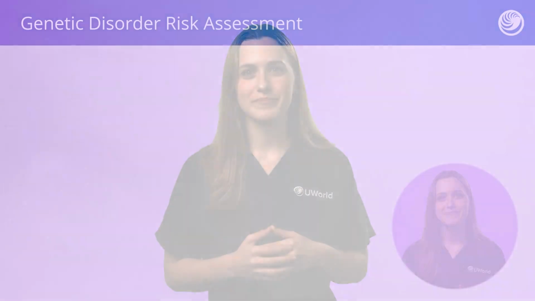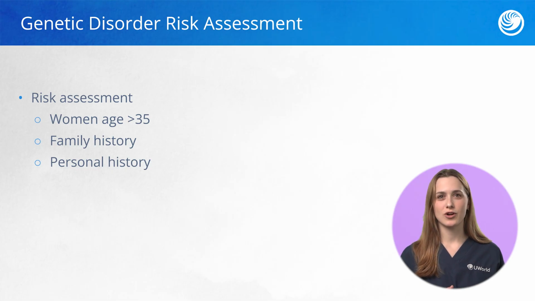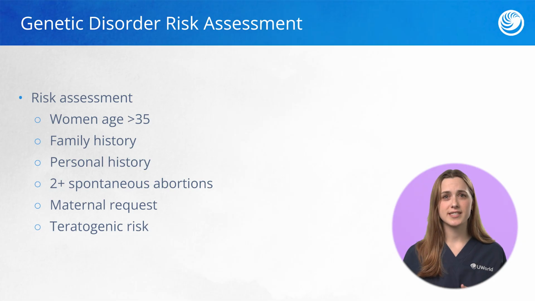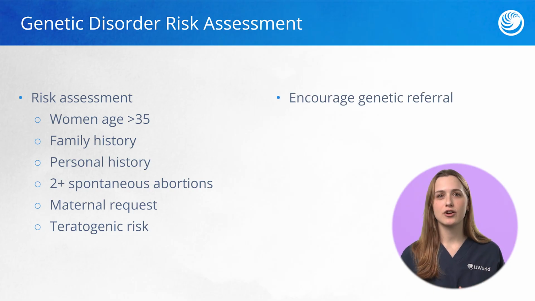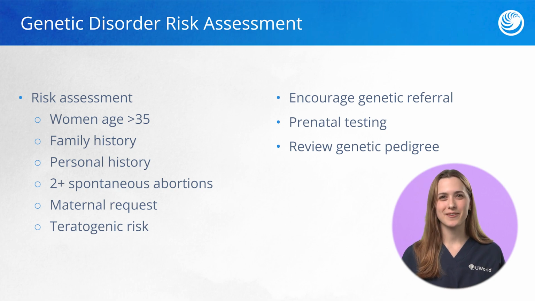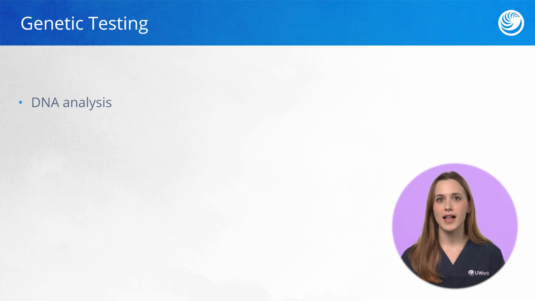A risk assessment is used to help identify clients who are planning to conceive and may benefit from genetic testing. This helps to identify the risk for having a child with a genetic disorder and includes women over the age of 35, a family or personal history of genetic disorders, 2 or more spontaneous abortions, if the maternal client requests testing, or if there's a teratogenic risk, like in the presence of a sexually transmitted infection or substance use disorder. For these clients, we will encourage them to consider a genetic referral and prenatal testing, and review their genetic pedigree to further identify risk. If genetic testing is indicated, then a DNA analysis can screen for potential abnormalities.